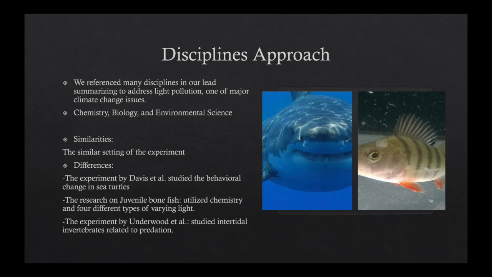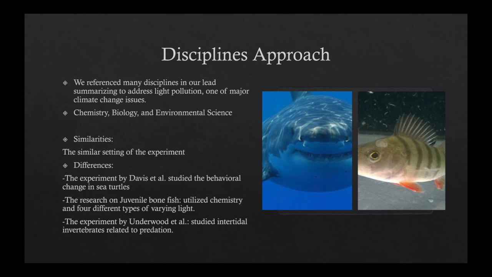We reference many disciplines in our reading summarizing to address light pollution, one of the major climate change issues. Chemistry was generally used to measure levels of energy and stress caused by artificial light and explain how they change the biologically internal system of aquatic organisms. The communities in the shared environment had ecological issues in the food chain, since rising zooplankton could stimulate the predation of other species and distract the navigation of organisms.